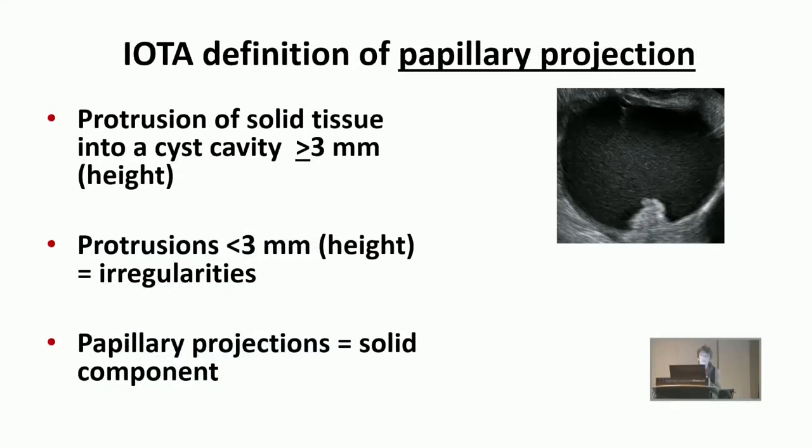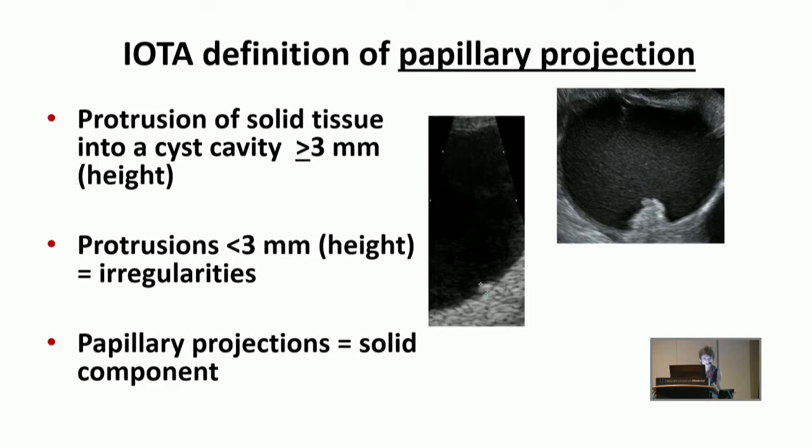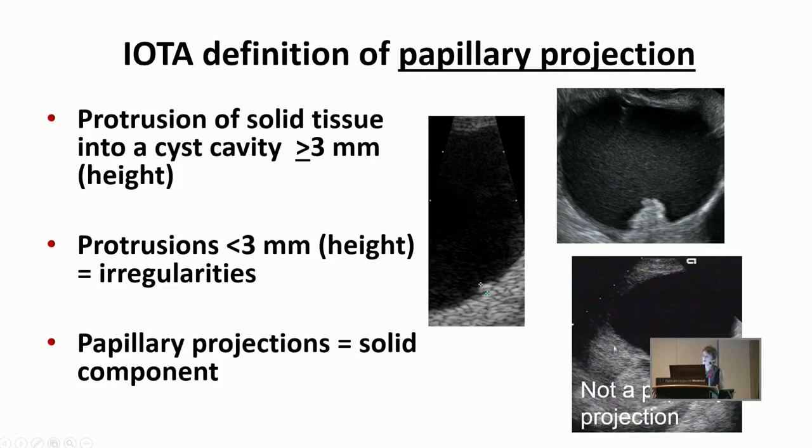The IOTA definition of a papillary projection is protrusion of solid tissue into a cyst cavity with a height of at least 3 millimeters. So when we use the IOTA terminology, protrusions with a height of less than 3 millimeters are not classified as papillary projections, but only as wall irregularities. But of course, a papillary projection is a solid component. It consists of tissue that is potentially vascularized. This is not a papillary projection because this solid component doesn't protrude into the cyst cavity.